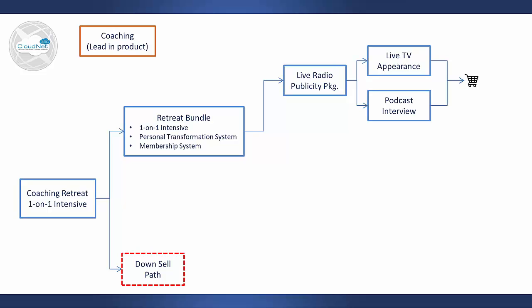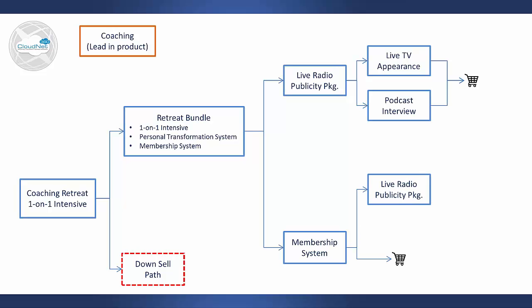But stepping back to the retreat bundle, if the person would have declined that offer, I would have downsold them into just buying my membership system. And if they decline the membership system downsell, I'll simply route them to the checkout page so that they can complete the order for the original products.